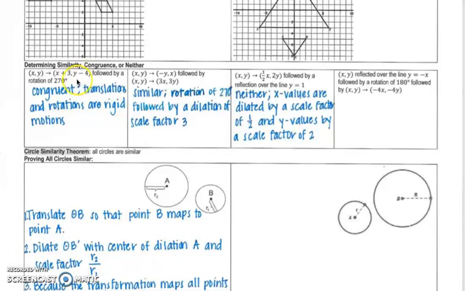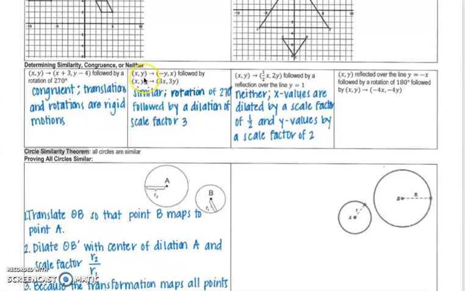Okay, so for this first example here, I have a translation moving 3 to the right and 4 down, and then a rotation of 270 degrees. Congruence transformations are translations, rotations, and reflections. So because all I did was translate and rotate, I know that these figures are congruent because translations and rotations are rigid motions, which means it preserves size.